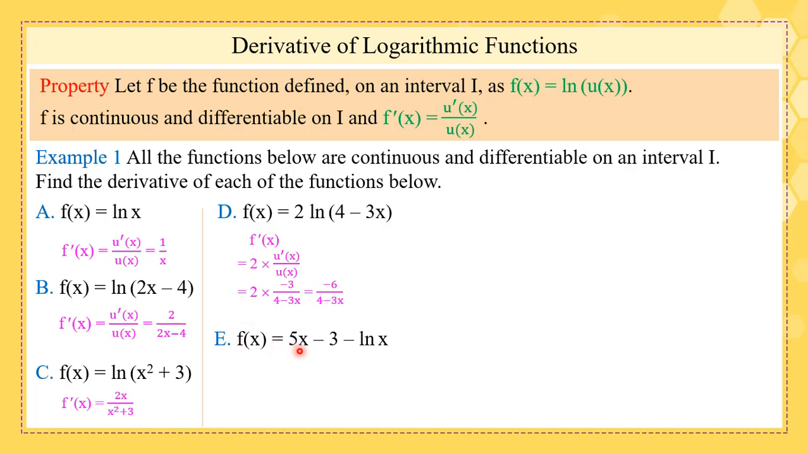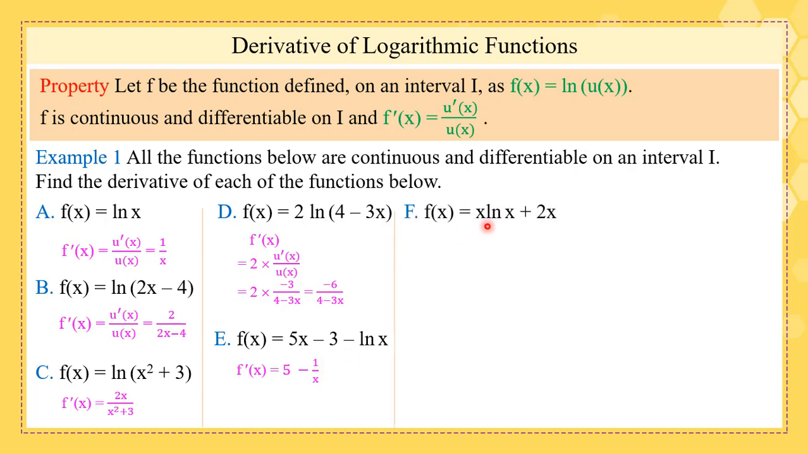F of x is 5x minus 3 minus ln x. As you see here, ln x will be embedded in other functions. The derivative of 5x is 5, the derivative of negative 3 is 0, and the derivative of minus ln x is minus 1 over x.